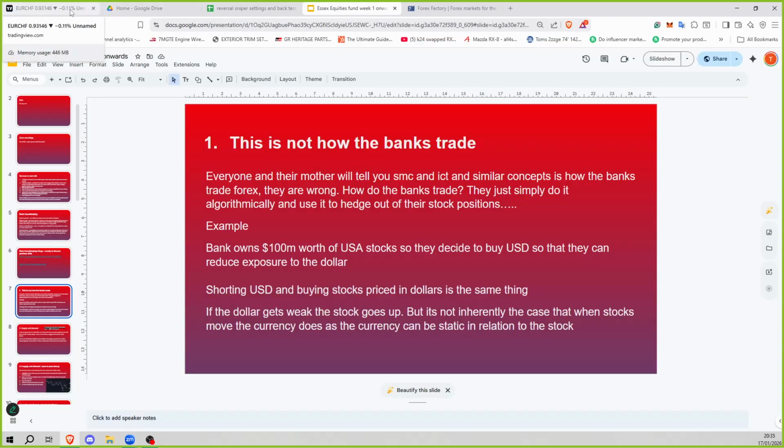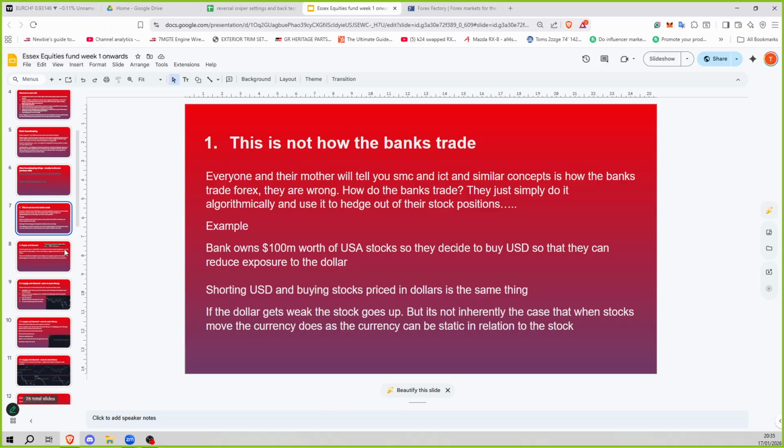Like I was saying, this is not how the banks trade. It's not how they will ever trade. I'm about to teach you a lot of your standard ICT and SMC stuff. If you ever want to go and work in a bank, just ignore everything that we're about to talk about, because that's not how they do it. It's not how they'll ever do it. And it's not how they've ever done it before.